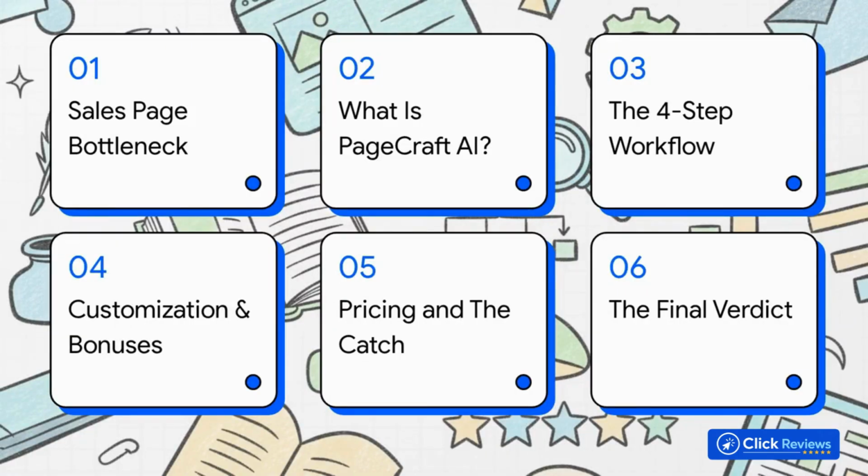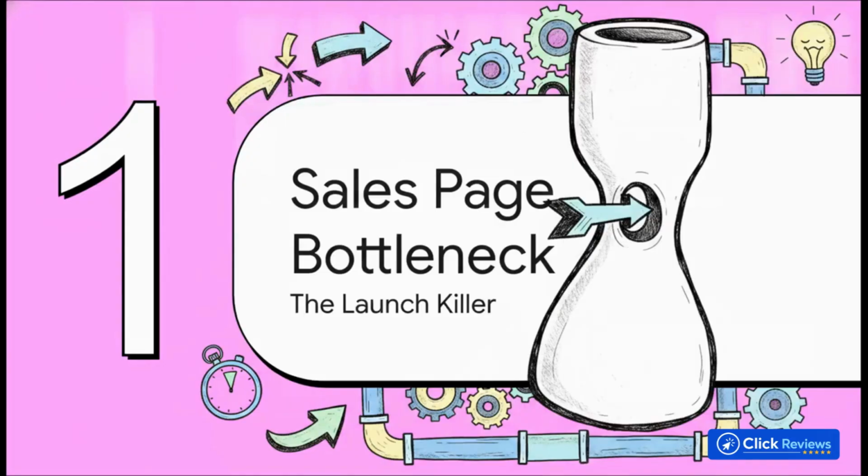Here is our roadmap for today. We'll be covering 1. The sales page bottleneck, 2. What PageCraft AI is, 3. The 4-step workflow, 4. Customization and bonuses, 5. Pricing and the catch, and finally, 6. The final verdict.